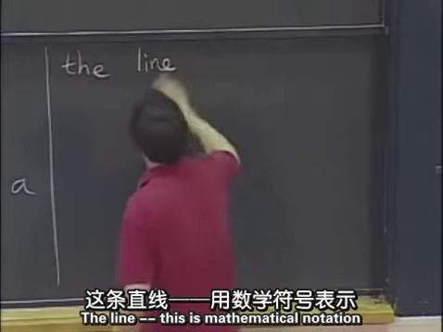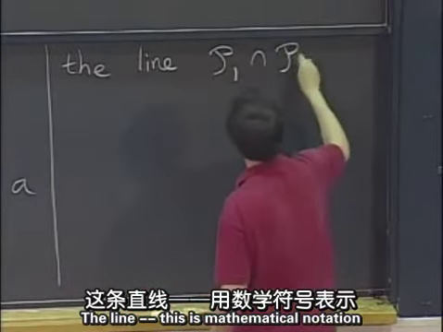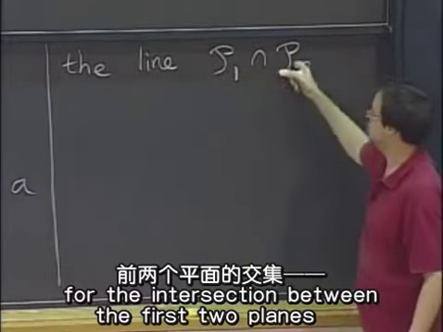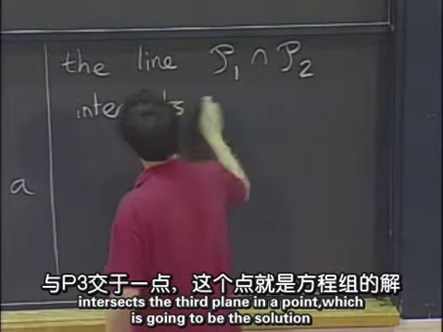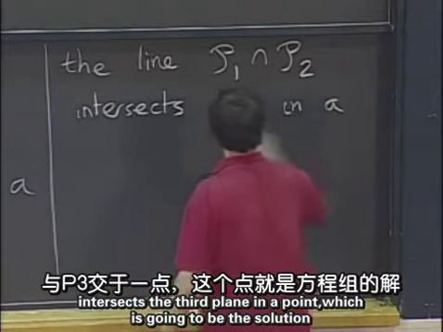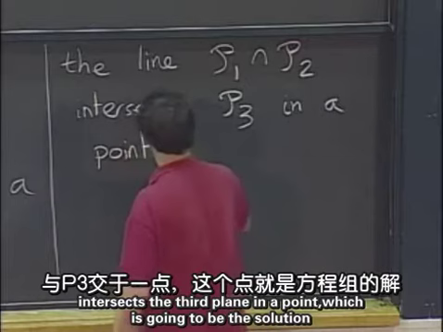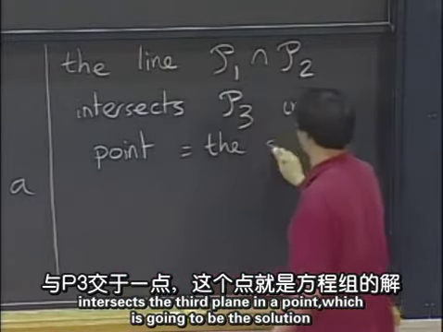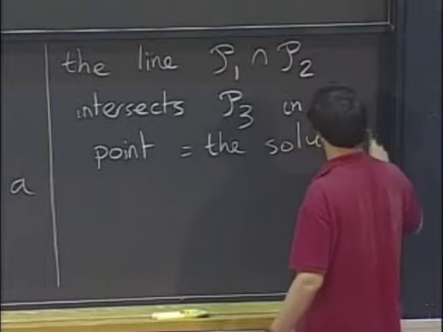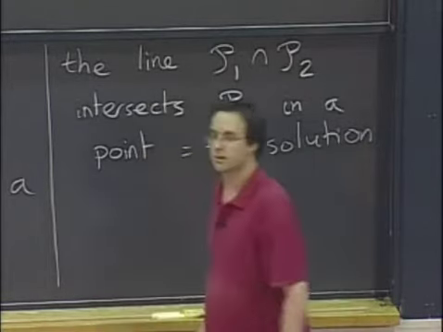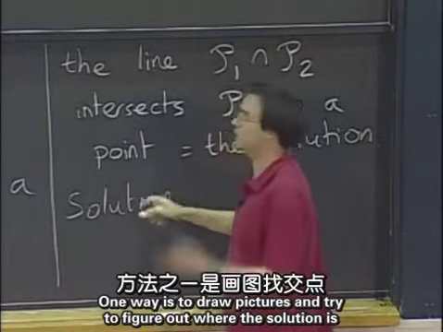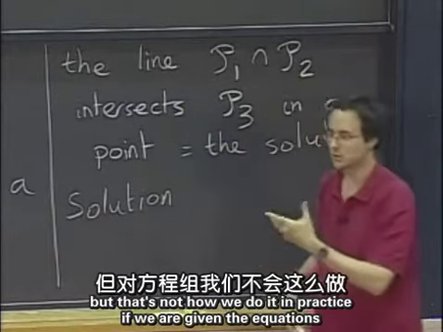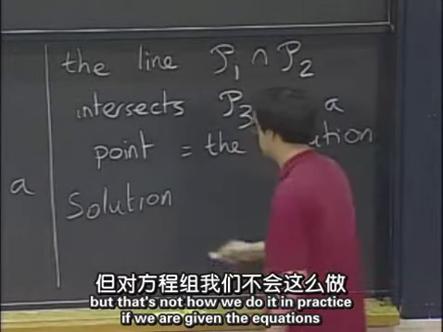Okay? So the line, let's say, formed by the intersection between the first 2 planes, intersects the third plane in a point, which is going to be the solution. Okay? So how do we find it? Well, one way is to draw pictures and try to figure out where the solution is, but that's not how we do it in practice if we are given the equations.